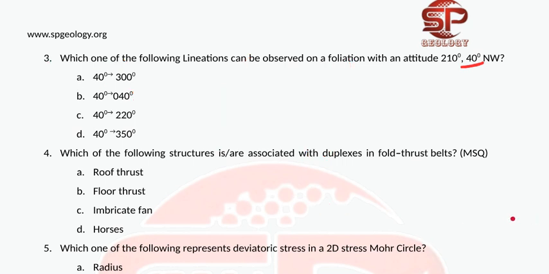Which of the following structures are associated with duplexes in a fold-thrust belt? It will be roof thrust, floor thrust, horses. These are the structures that are associated with duplexes in a fold-thrust belt.